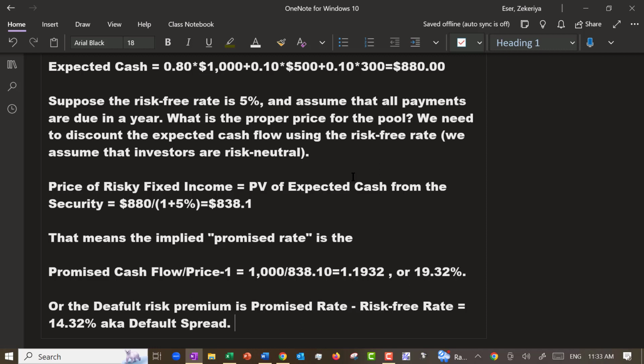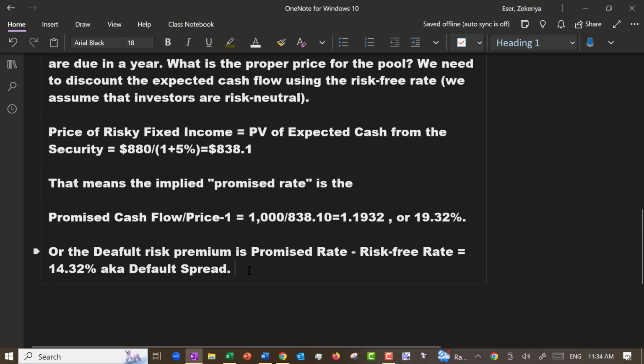Now, if you're a pension fund, even if you were not legally limited, would you invest in such a security? Because the chance that you're going to get that promised payment is only 80%. 10% of the time, you're going to get only half of that. Another 10% of the time, you're going to get only 30% of that. So even if they were not legally limited, no pension fund would actually touch this.